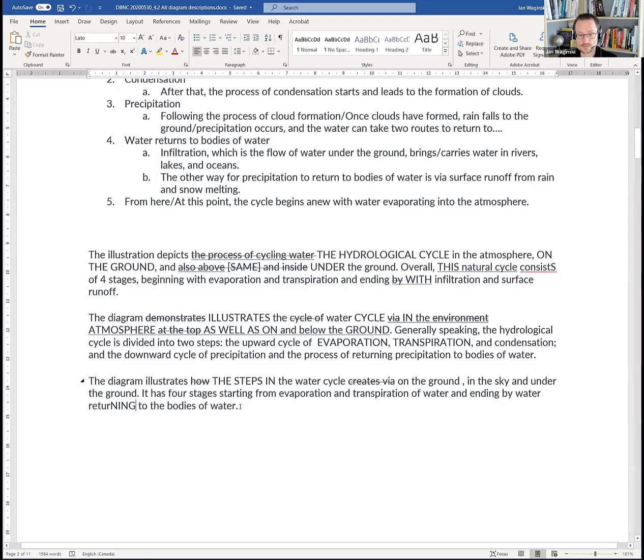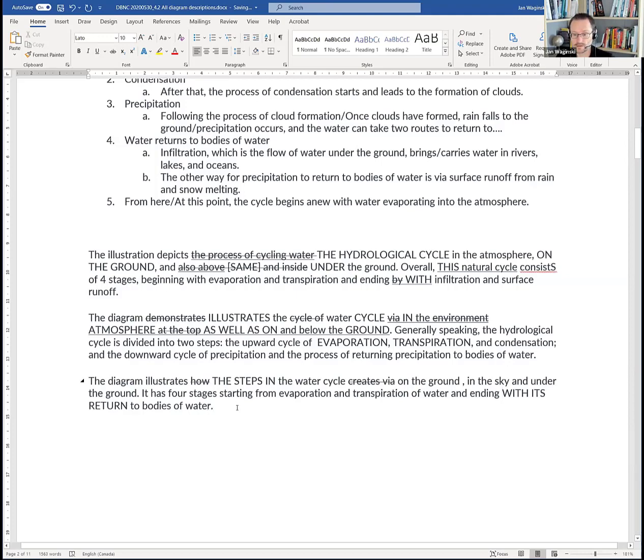So I'm not too crazy about this because we've got water ending by water returning to the bodies of water. Ending by returning back to the ground? I'm going to change this to it returns. It has 4 stages starting from evaporation, water, and ending with it returns to the bodies of water.